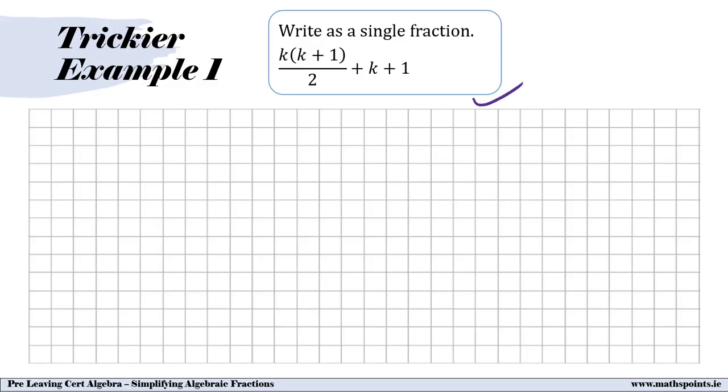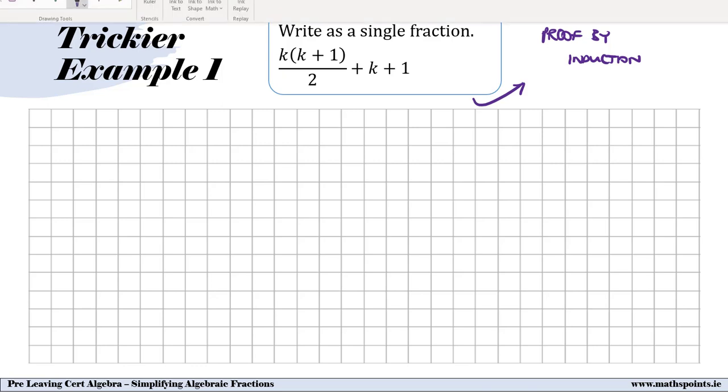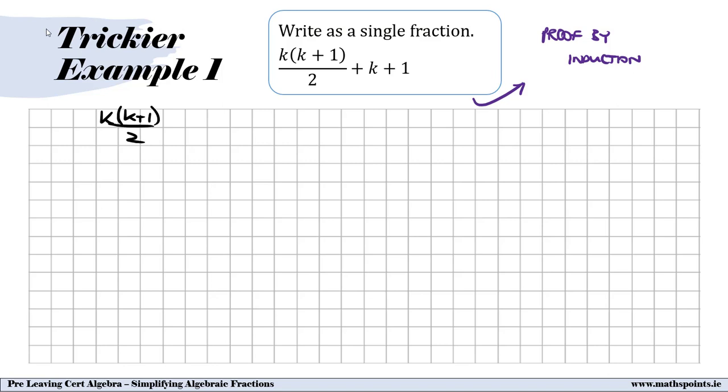So the first question here is from the proof by induction topic. So we'll just get it down first of all, proof by induction. So generally a tricky enough topic at Leaving Cert higher level. We'll have done some work in a question and we'll have ended up with this expression, k on (k plus 1) over 2 plus (k plus 1), and we're trying to write this now as a single fraction. So the first thing I want to do is make sure that all the terms in the question are written as fractions, and so I'm going to take the k plus 1 and put that over 1 to write it as a fraction.